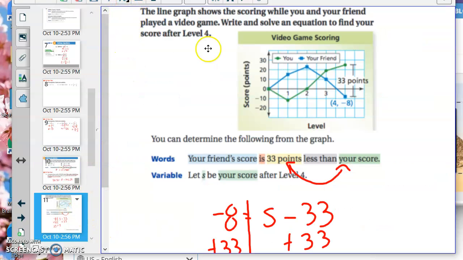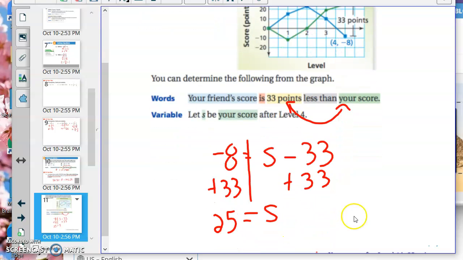All right, next one. The line graph shows the scoring while you and your friend played a video game. Write and solve an equation to find your score after level 4. Well, we are going to translate into an equation: your friend's score is 33 points less than your score. Your friend's score, I can see from the graph here, is -8. "Is" I replace with an equal sign, and then "less than" is a turnaround word, so your score I'm replacing with S, and then minus 33.